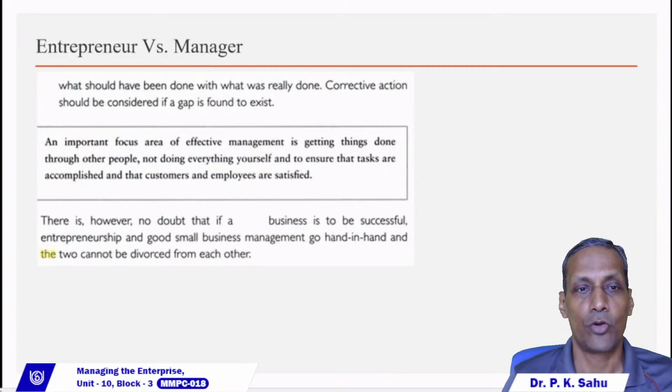There is, however, no doubt that if a business is to be successful, entrepreneurship and good small business management go hand in hand, and the two cannot be divorced from each other. All of you should know that an important focus area of effective management is getting things done through other people, not doing everything yourself, and ensuring that tasks are accomplished and that customers and employees are satisfied.